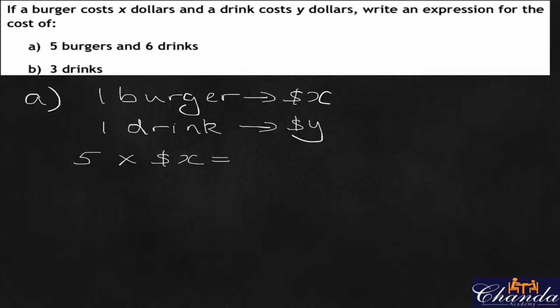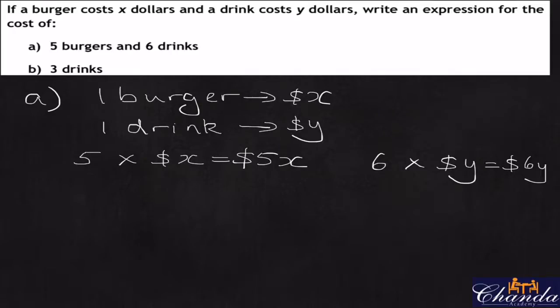dollars. So 5 times X gives me 5X. So the dollars of 5X is how much he spent on the 5 burgers. Then he also bought 6 drinks. So he bought 6 times Y dollars, which gives me 6Y. So 6Y dollars is how much he spent on the 6 drinks.